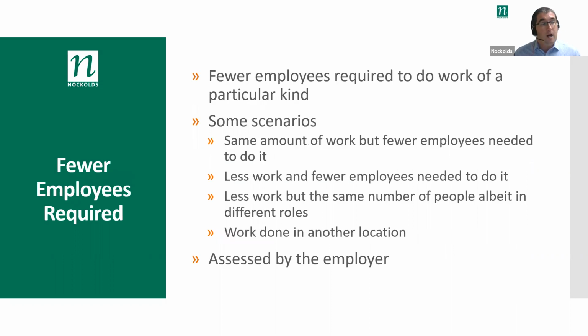The third scenario then, so fewer employees required to do work of a particular kind. There is often the feeling that this relates only to a downturn in work, but actually that is not necessarily the case. So you can have situations where work has stayed at the same amount or has in fact increased, but fewer employees are needed to do that work. Maybe you've automated, maybe you've put something, running a process digitally when it was previously done manually, that sort of scenario. You then have the usual scenario, there is simply less work, so you require fewer employees to do it.